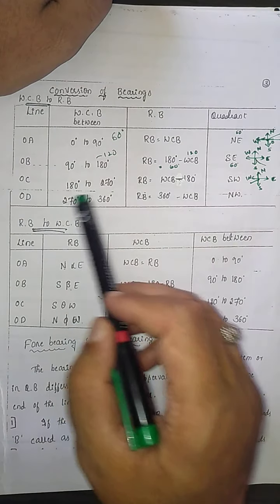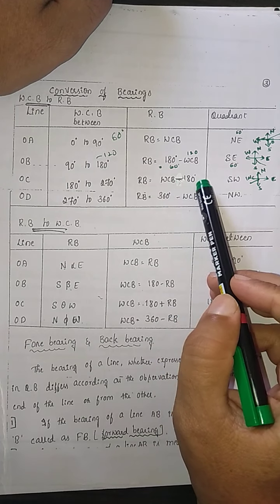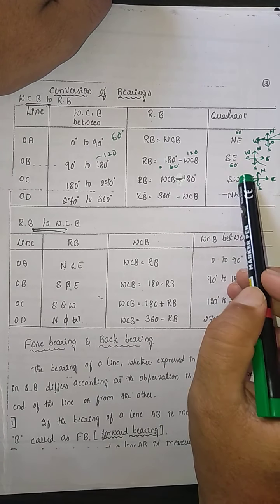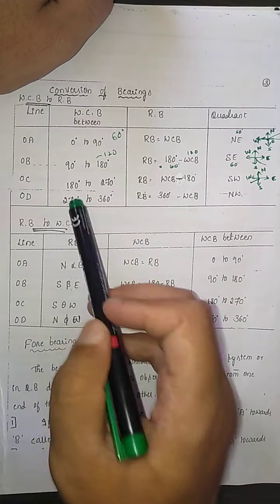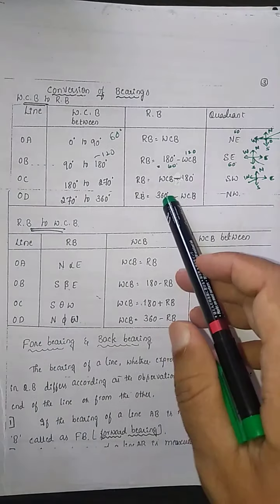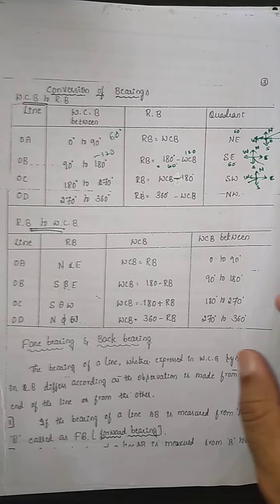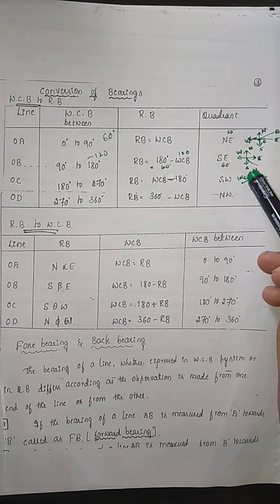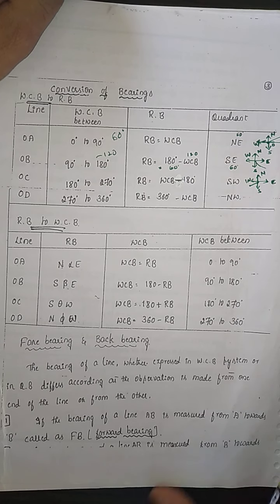Okay, then if the angle lies between 180 to 270, you will be using this formula WCB minus 180. Okay, so it lies in the third quadrant. So here we are going to write it as southwest. Then for 270 to 360, you will be using the formula 360 minus WCB. Okay, so it is going to lie in the fourth quadrant. So this is how you are going to write it as northwest. This is how you are going to convert from whole circle bearing to reduced bearing system.